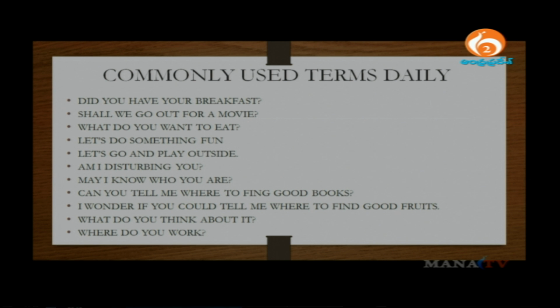Where do you work? When you say where do you work, you are meeting a new colleague or your friend after a long time. So you can just say where do you work, or where are you working. These terms help people understand you. So this is what you just have to remember whenever I speak about commonly used terms on an everyday basis.